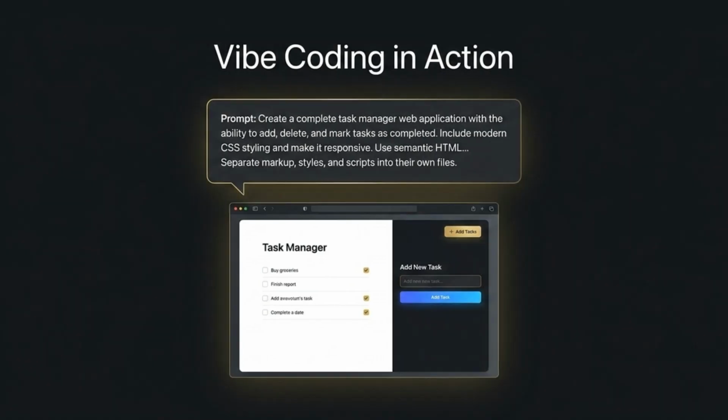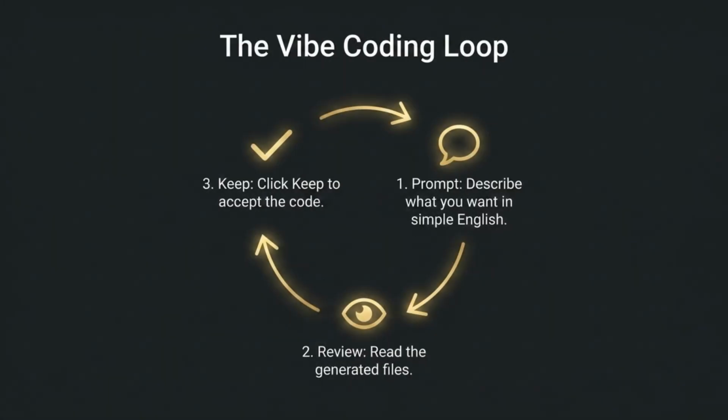Vibe coding in action begins with a clear prompt, such as creating a complete Task Manager web application with specific functionality and styling instructions. The vibe coding loop involves 3 steps. First, prompt by describing what you want in simple English. Second, review the generated files. Third, keep and accept the code.